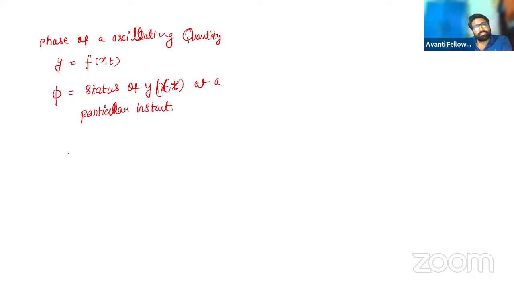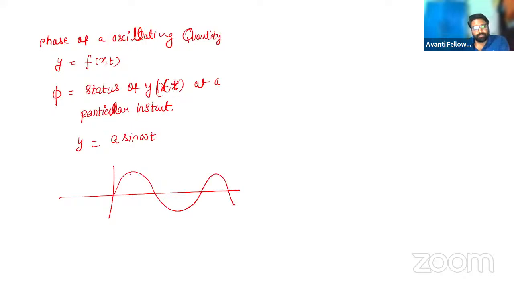Suppose we are provided with a sinusoidal wave, which is y equals a sine omega t. This quantity varies like this. The peak value this quantity has is a, because the peak value of sine omega t is 1, and 1 into a is a. So y keeps oscillating between minus a to plus a, because sine omega t always varies between minus 1 to plus 1. This is the range of the sine function.